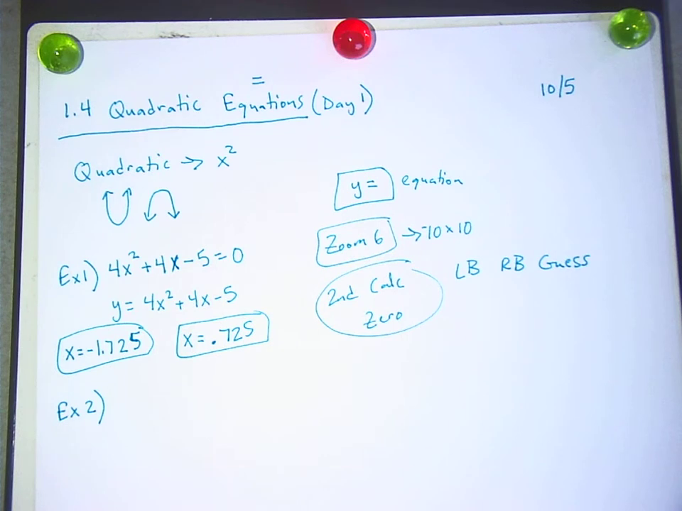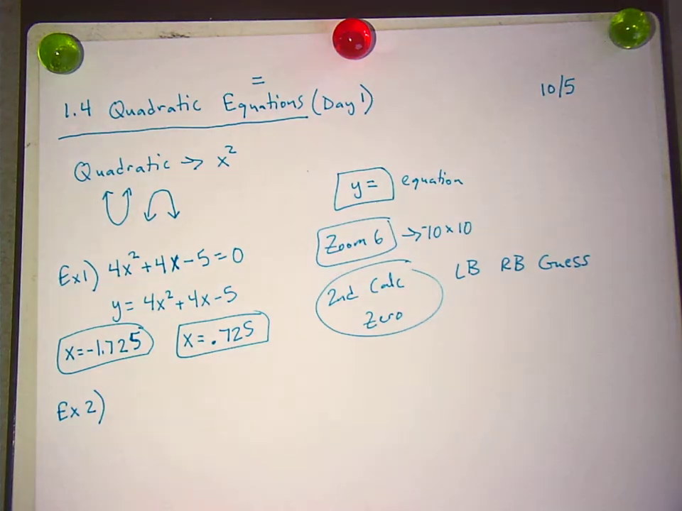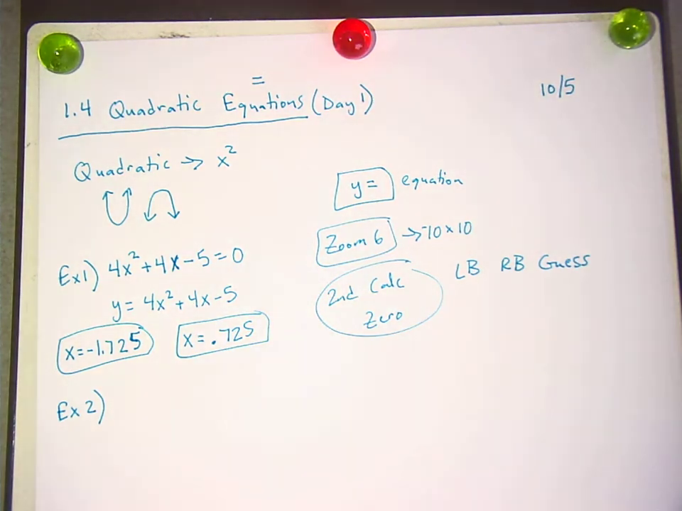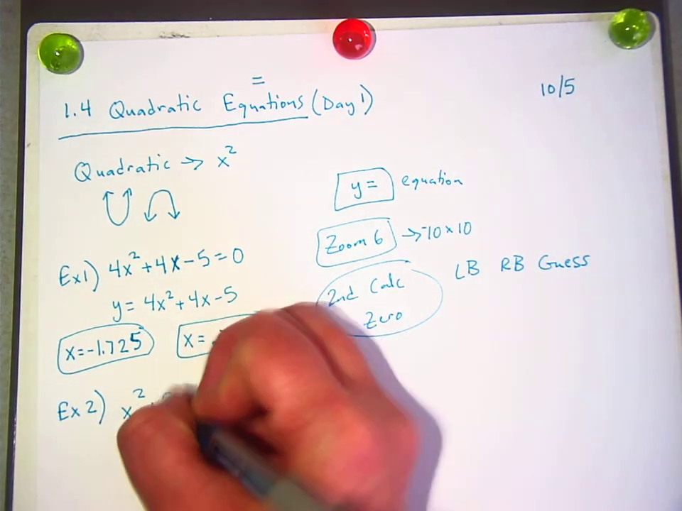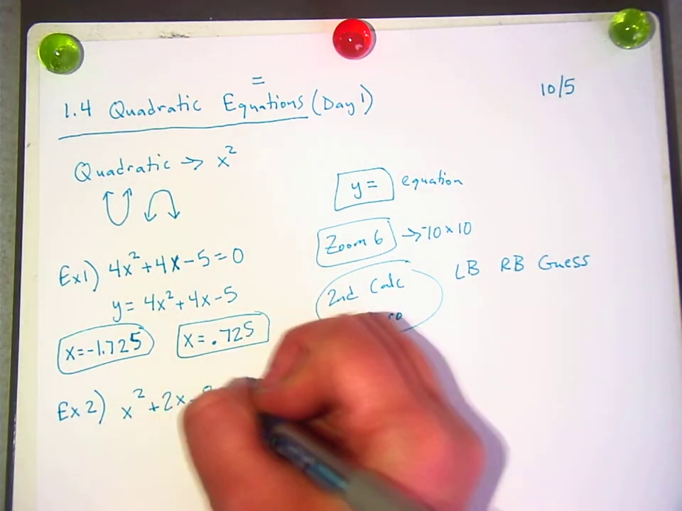All right. So that's one way you can do it, by just basically using your calculator. Another way is by factoring. So we're going to try that. So let's try this one: x squared plus 2x minus 8 equals 0.